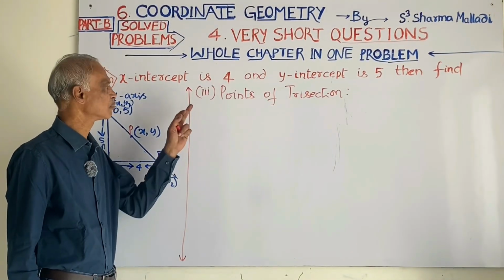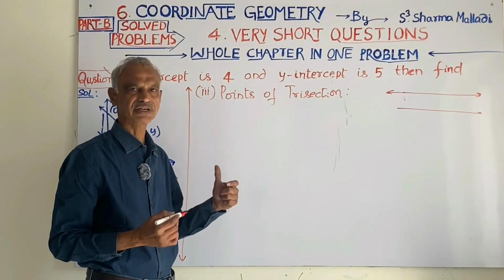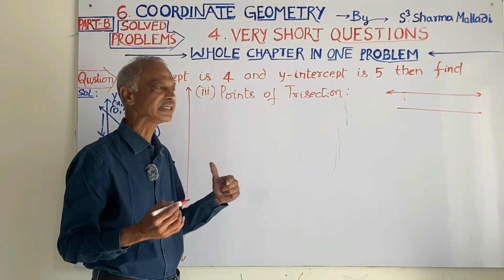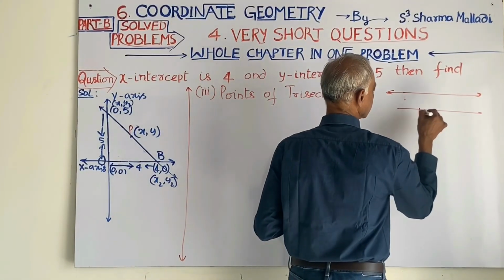What is the third question? Points of trisection. Points of trisection means points which divide a line or line segment into 3 equal parts. See this one.